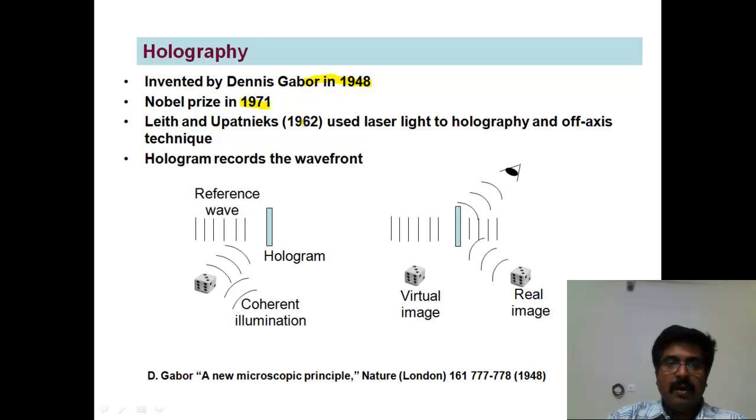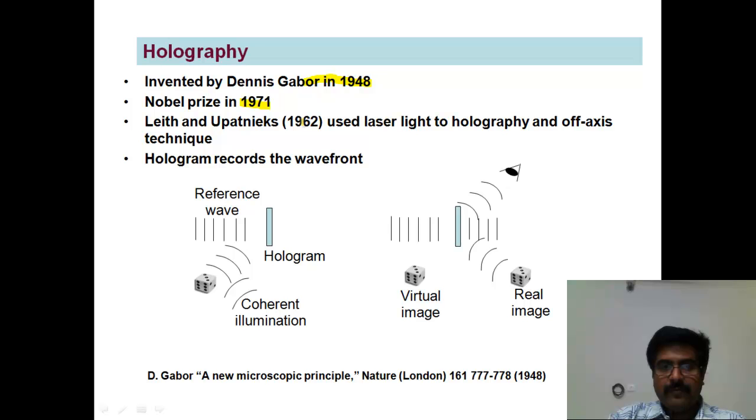On the whole, a hologram records the wavefront, that is, the complete information of a wavefront, which includes both amplitude and phase. Phase contains 3D information. After the invention of lasers, holography is performed with the help of lasers.